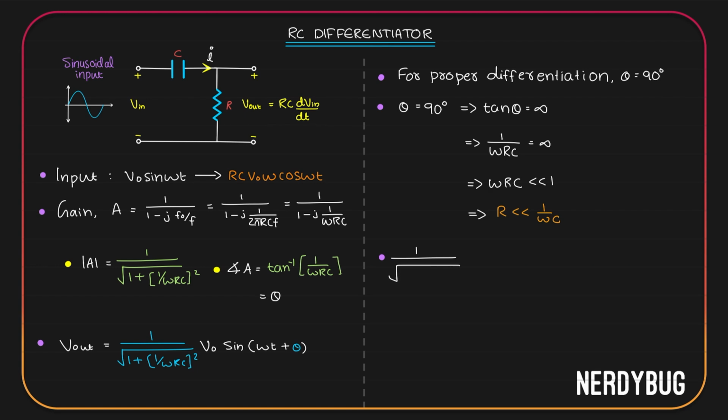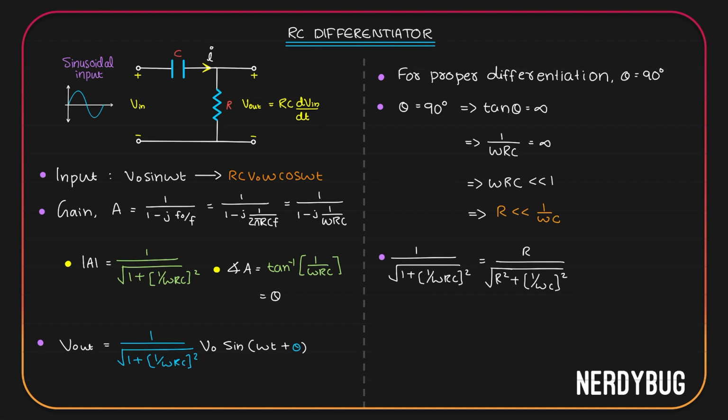Magnitude is 1 by root of 1 plus square of 1 by omega RC. Let us multiply the numerator and the denominator by R. Then we get R divided by R root of 1 plus 1 by omega RC squared. In the denominator, let us take the R inside the root. Then it will become R square. The R square over here and the R square over here will get cancelled.